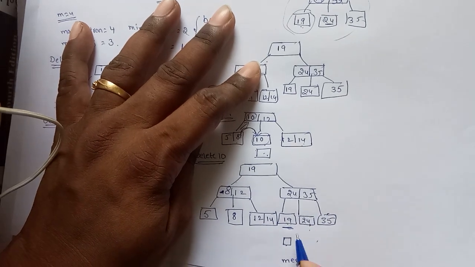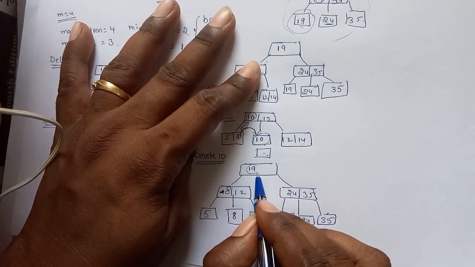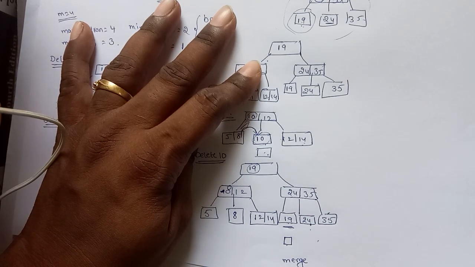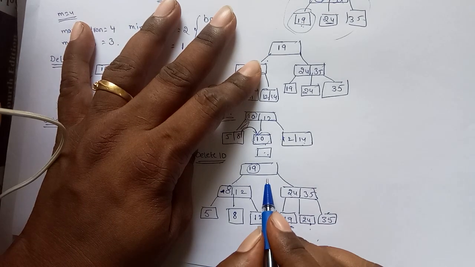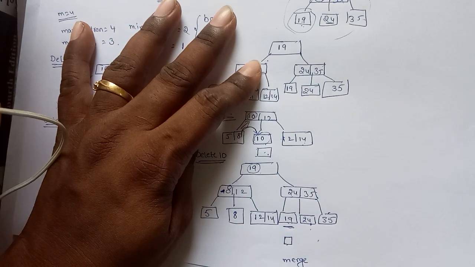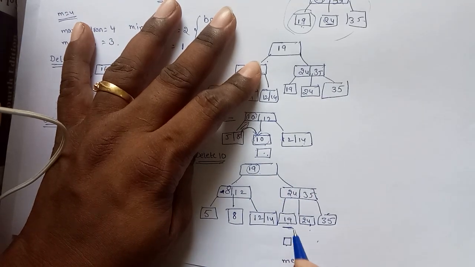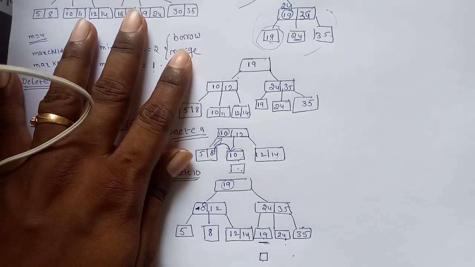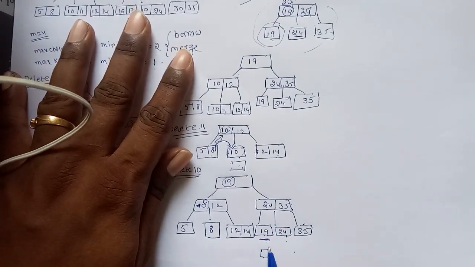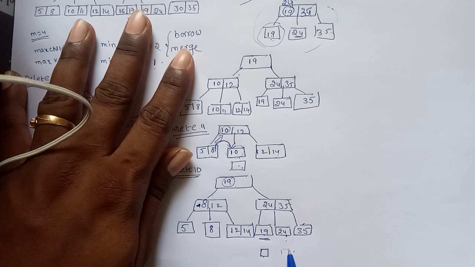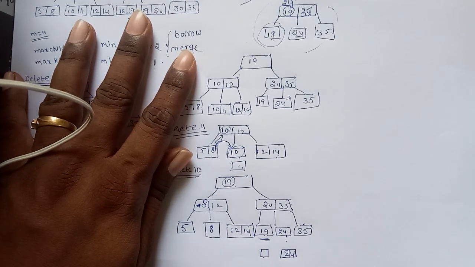I am merging this one. So 19 is removed here, and here also 19 is removed. Here 19 is replaced with, okay, which one? So what are the conditions I am setting? Whenever you have to perform a merge operation, I am merging this empty node and this 24.